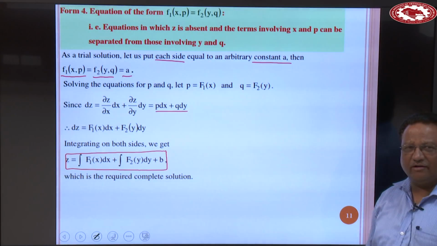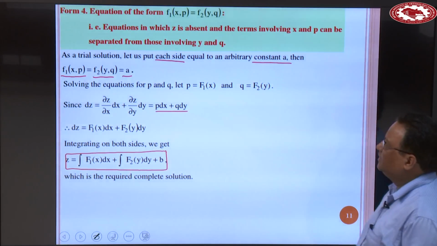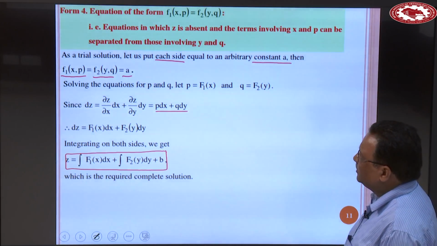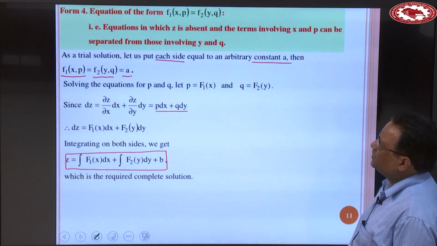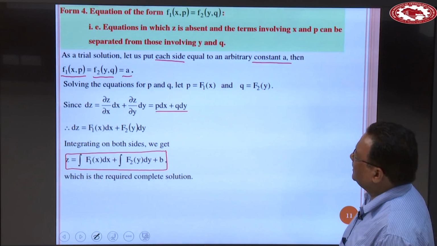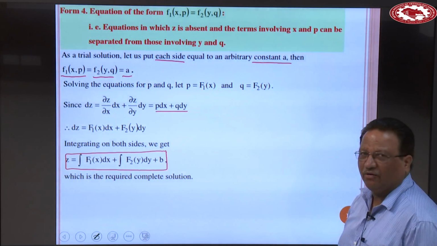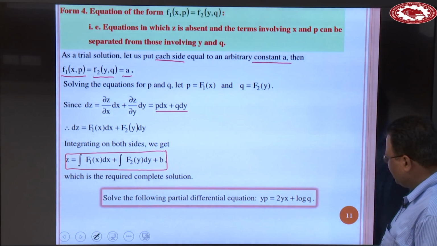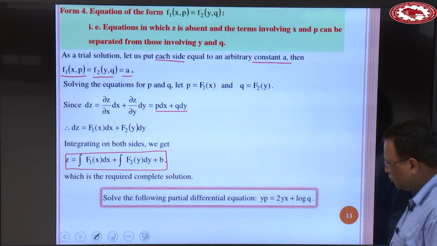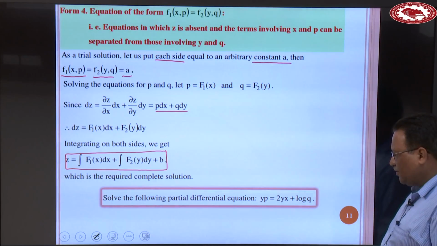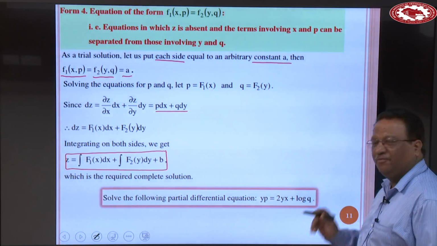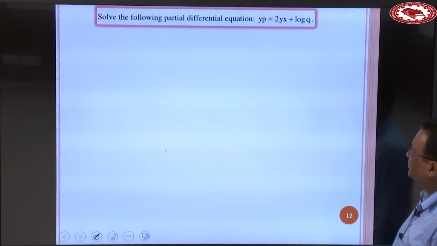So this is the methodology for evaluating the solution for this particular special case, when the equation is of the form function of x and p on one side, equal to function of y and q on the other side. Solve the following partial differential equation: yp is equal to 2yx plus log q. Solve this type of differential equation.